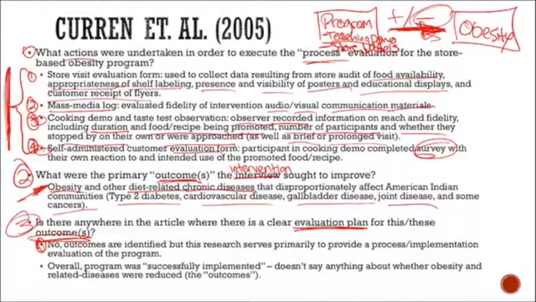Right? The outcomes are identified, and while they make a special note of what the issue is and why the program is important, this piece of research serves primarily to provide a process or an implementation evaluation of the program and provide the results of that implementation evaluation, not delve into whether or not obesity is actually reduced as a result of this program being rolled out. So what that means is, when they conclude, they say that the program was successfully implemented. This is something that it's important to know, and it's something that we're very much concerned with, but it doesn't say anything about whether this obesity or the other obesity-related diseases were reduced, the outcomes.